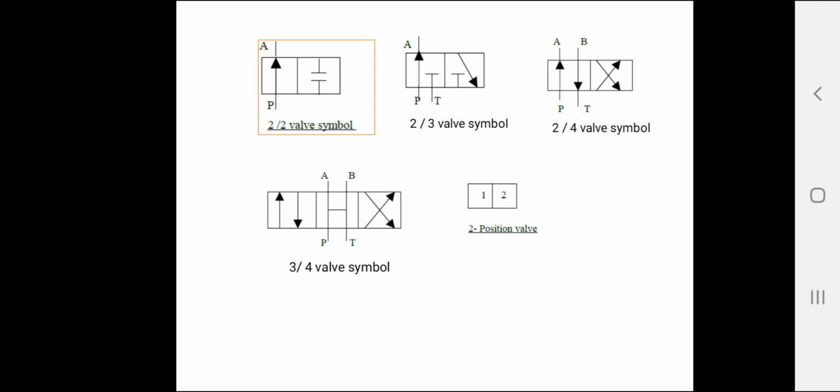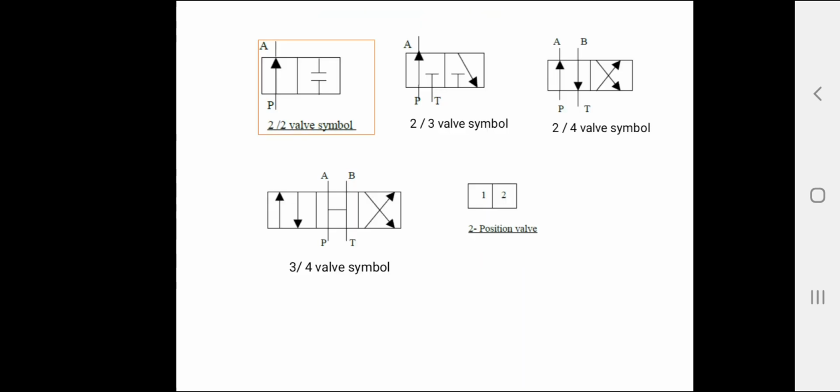You can see in the first figure, that is the 2x2 valve. A valve with 3 service ports and 2 positions is designated as a 2 by 3 valve. This is the second valve, the 2 by 3 valve, and this is its symbol. A valve with 4 service ports and 2 positions is designated as a 2 by 4 valve. So this is a 2 by 4 valve. A valve with 4 service ports and 3 switching positions is designated as a 3 by 4 way valve. This figure shows the 3 by 4 way valve.